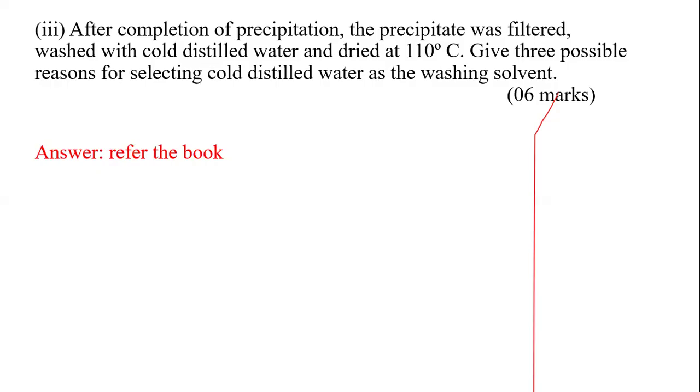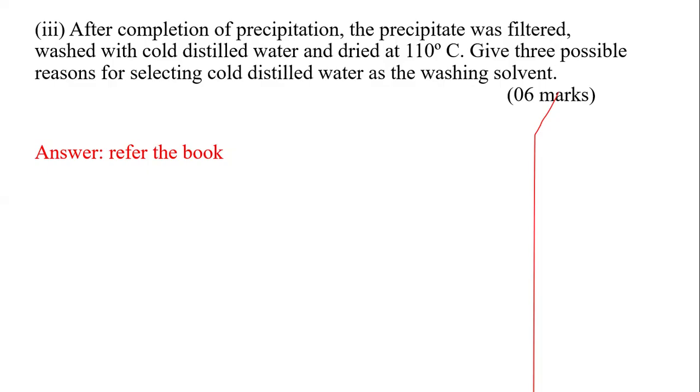After completion of precipitation, the precipitate was filtered, washed with cold distilled water, and dried at 110 degrees centigrade. Give 3 possible reasons for selecting cold distilled water as washing solvent. Can one by one tell what are the reasons? Can one person tell one reason? Washing solvent?